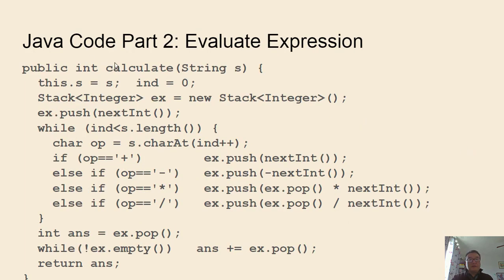So this is the main part of the code which calculates the value. First, it initializes the string value and sets the index to 0. And then it creates a stack. At the beginning of the expression, I'm going to expect an integer. That's the only way a valid expression can begin, with a number. So I read that number and then I push it onto the stack. And then I will keep going forward.